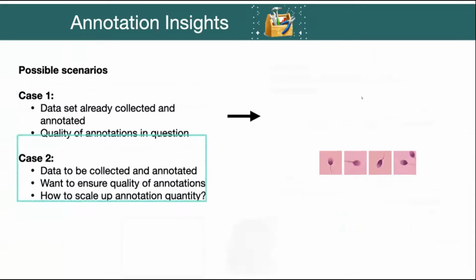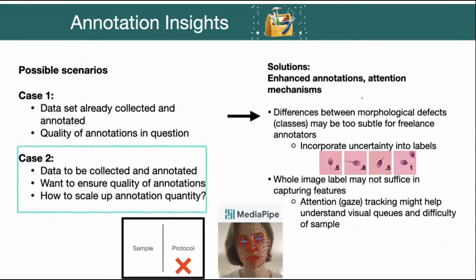So in the second case, if you're looking at collecting data in the future, some things that we propose as solutions is enhanced annotation. So maybe incorporating uncertainty into the label. As opposed to a single annotator just classifying it, binning it into a category, you could incorporate some sort of uncertainty. And second, an attention mechanism, say for instance, gaze tracking might help to understand visual cues in the data, and difficulty of the sample.